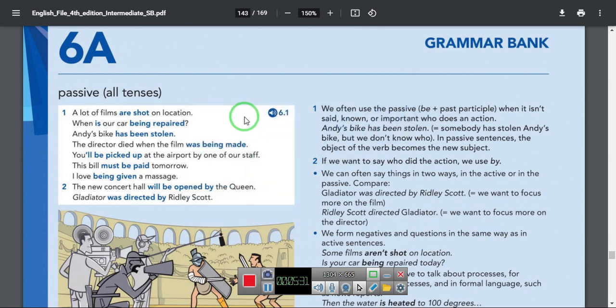6.1 1. A lot of films are shot on location. When is our car being repaired? Andy's bike has been stolen. The director died when the film was being made. You'll be picked up at the airport by one of our staff. This bill must be paid tomorrow. I love being given a massage. 2. The new concert hall will be opened by the Queen. Gladiator was directed by Ridley Scott.